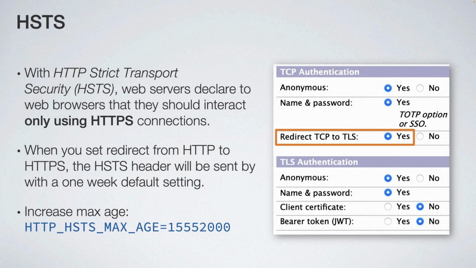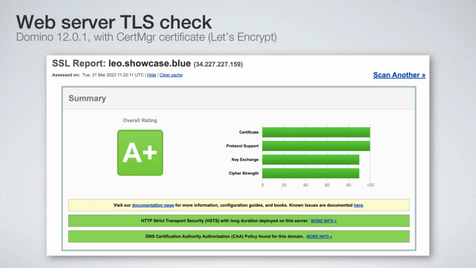So in Domino, you can set a mandatory redirect from HTTP to TLS, and if you increase the validity from the default 1 week to, I don't know what time this one is, maybe half a year or something like this, then you can receive A+. This is what I did earlier this year, 21 March. I checked my server, exposed directly to the internet, no proxies, and I got A+ for pure Domino.